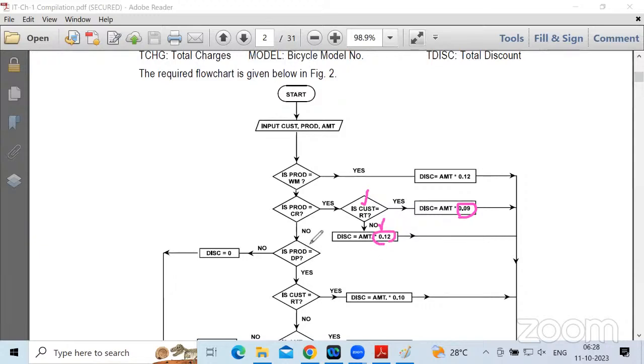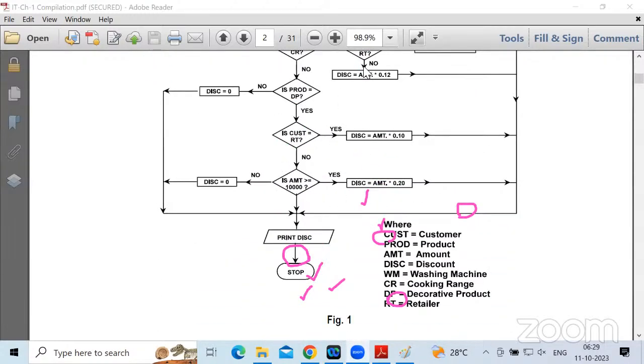So the second product is also over. If it is no, automatically the product is a decorative product. But in our institute study material compilation, they have added decorative product also. You can say yes. After saying yes, check whether the customer is a retailer or dealer. If it is yes, then the discount amount is given. Otherwise, the discount is 0. Right? So you can just say print discount. And if it is the last record, you can say stop. Otherwise, you can go for another verification.